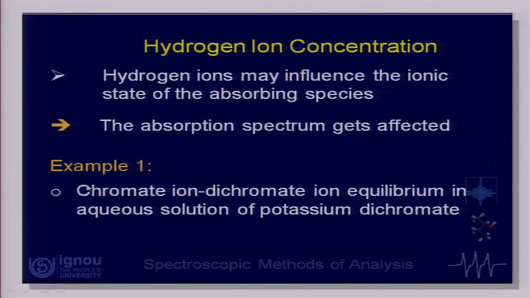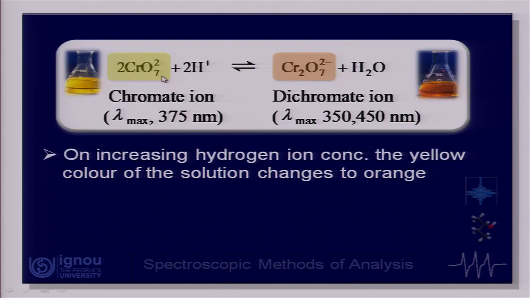The example is the equilibrium between chromate ion and dichromate ion in aqueous solutions of potassium dichromate. Let us take a look at this picture. If I take a potassium dichromate solution or a chromate ion solution and change the pH, chromate ions are yellow colored. If I add some acid, as the concentration of hydrogen ion increases, the color of the solution changes from yellowish to orangish, because of the presence of dichromate ion. That means there is a change in the absorbing species.